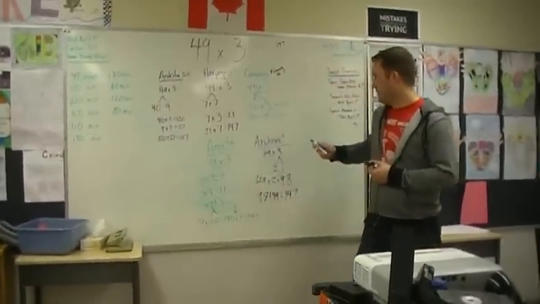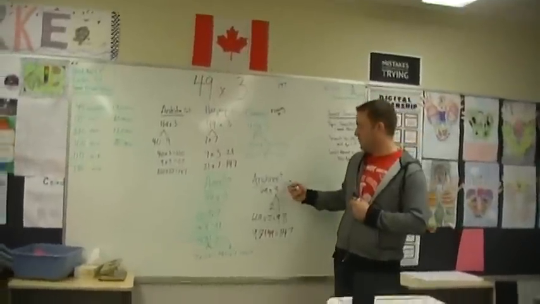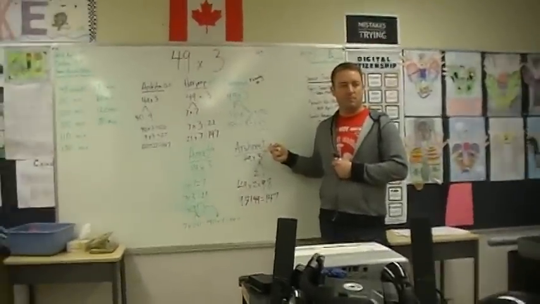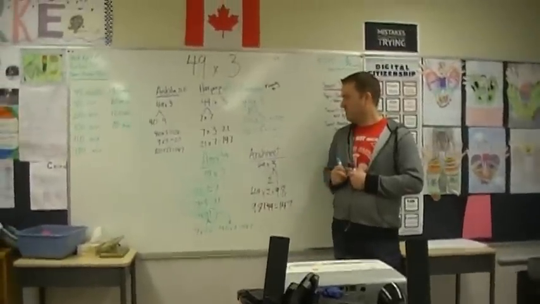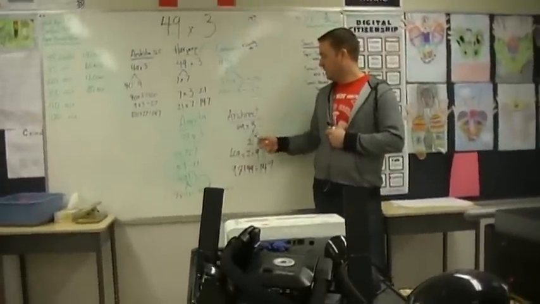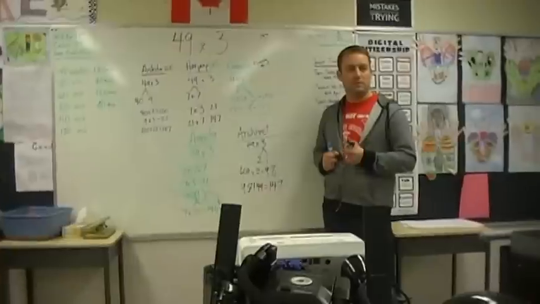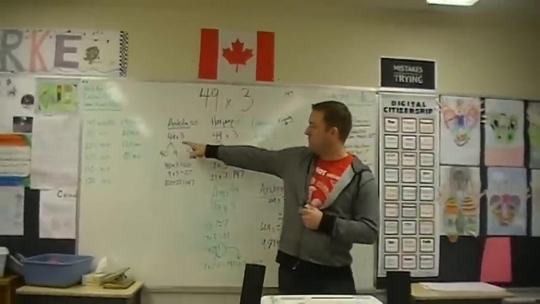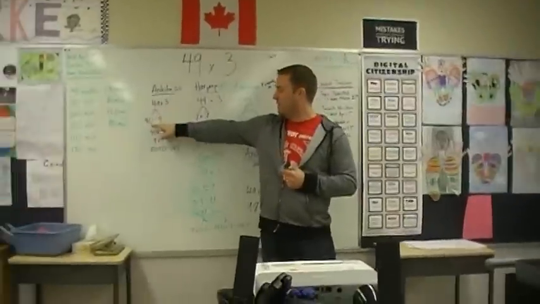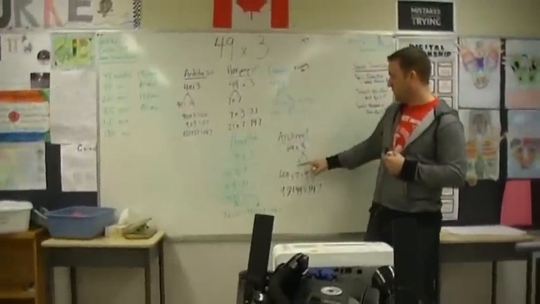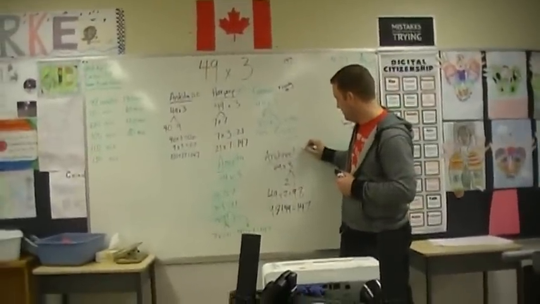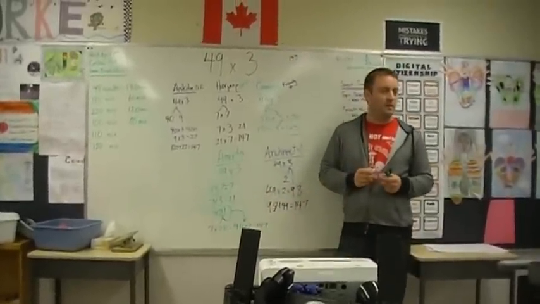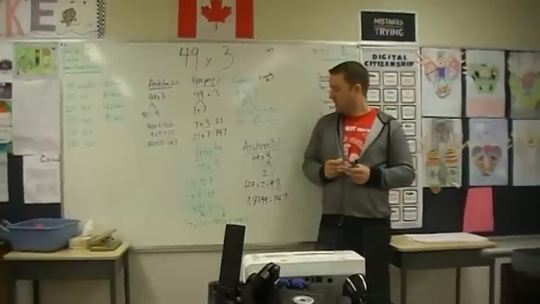What strategy would we label Arshdeep's with? He's broken the 3 into 2 and 1. Nikita? I think the distributive property. Yeah, really, if we look at it, rather than breaking 49, it's almost the opposite here. It's 49 into 40 and 9. He's just broken 3 into 2 and 1. So, that's your property. What about Amita's? Any guesses, Tanya? Distribute. Okay.